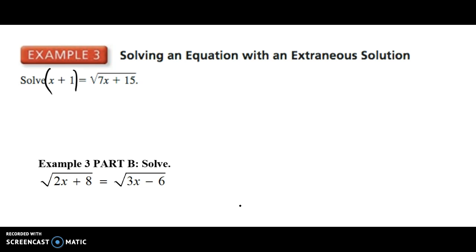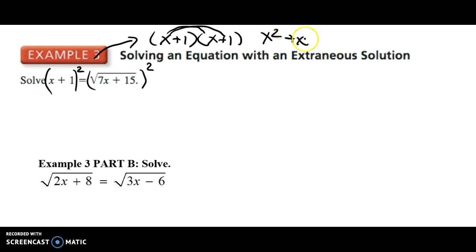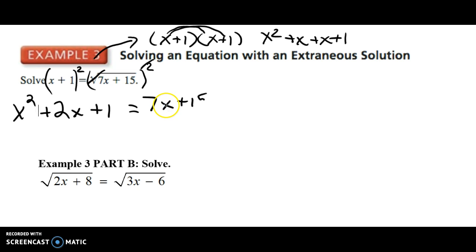Step 2, we want to get rid of the square root on the right side, so we're going to square both sides. Now on the left, I have x plus 1 squared. The square means I basically have 2 of these next to each other, and I'm going to have to FOIL: first, outer, inner, and last, and then combine like terms. So really, x plus 1 all squared will give me x squared plus 2x plus 1. On the right side, a square and a square root will cancel, and I'm left with 7x plus 15.